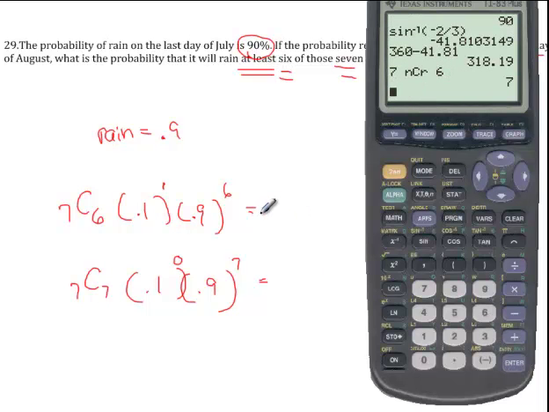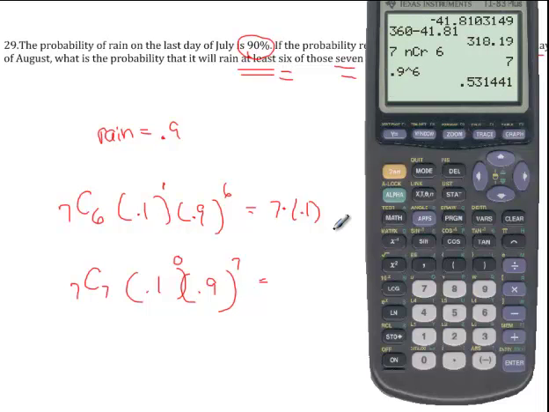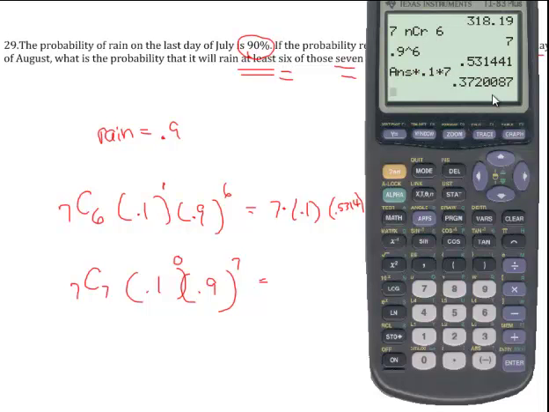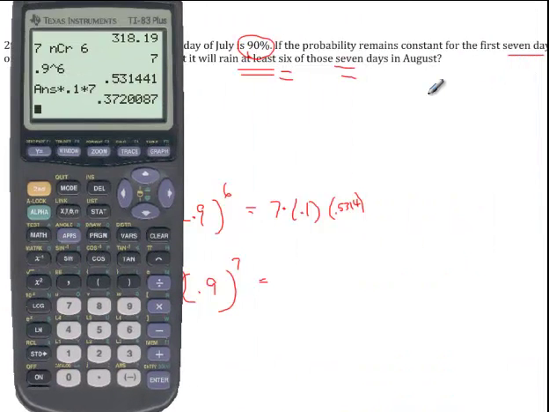7C6 is 7. 0.1 to the first is 0.1. 0.9 to the sixth is 0.5314. Multiply that by 0.1. Multiply that by 7. So this is 0.3720.